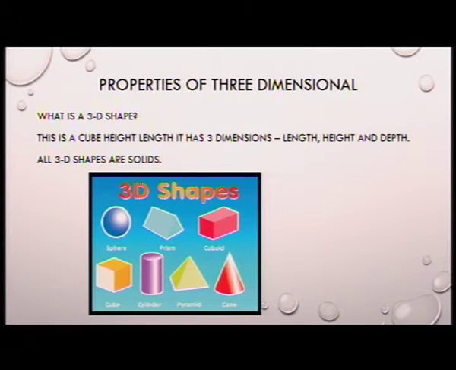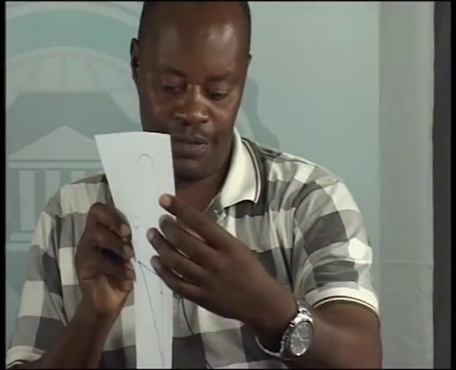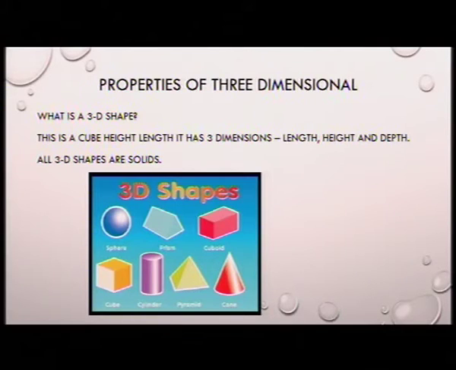Usually 3-dimensional shapes can stand on their own. You can put it there and it will stand. A 2-dimensional shape like this one can't stand on its own. If you put it there, it will fall down. But the 3-dimensional shapes usually can stand on their own. Having 3 dimensions, they can balance each other in terms of the standing. And it can stand on a flat area. That is the 3-dimensional shapes.